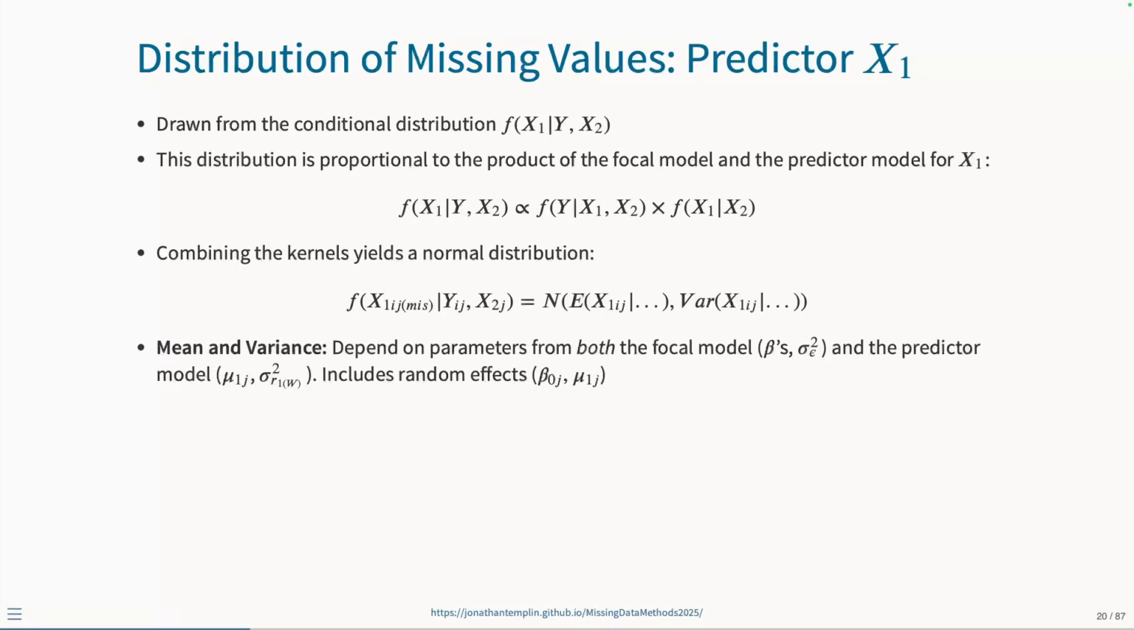The distribution of missing values of x. This is the part we're getting into in the middle chapters of the book, talking about partially specifying, where distributions are proportional to. Basically, the idea is that the distribution of x given y and x2 is proportional to the distribution of y given x1 and x2 times the distribution of x1 given x2, right? And there are ways that you can derive mathematically what this ends up looking like.